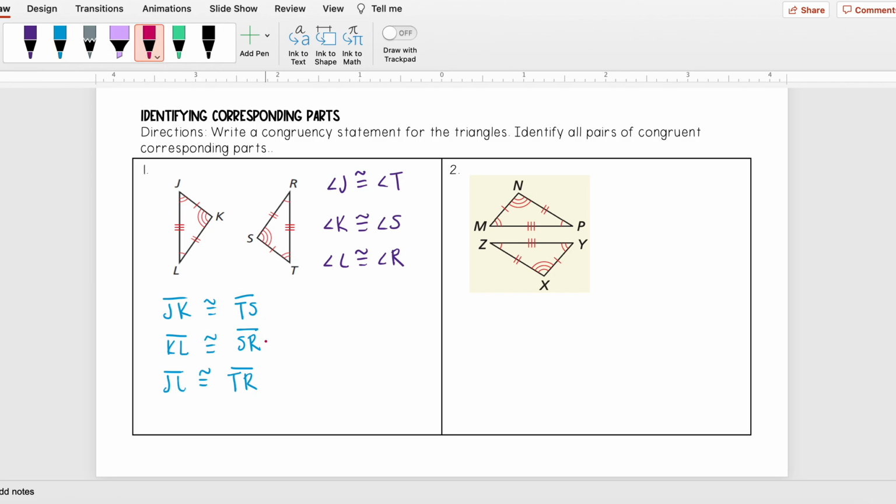And I'm going to go ahead and write my congruency statement. And so I know the order of my letters matters. It doesn't matter which one you start with. I'm going to just do it in alphabetical order, so JKL. But now I need to make sure that my second triangle matches up. So I need to see, what is angle J congruent to? Angle J is congruent to angle T. So that means that this first letter is T. Angle K is congruent to angle S. So that means this needs to be S. Then angle L is congruent to angle R. So this needs to be R.